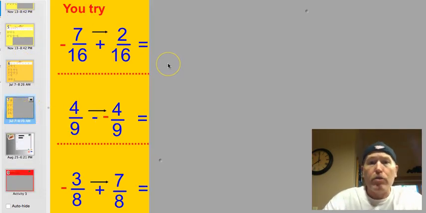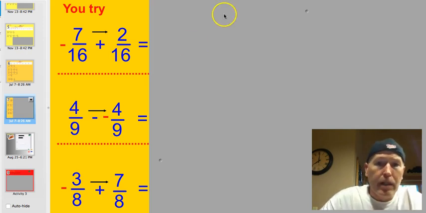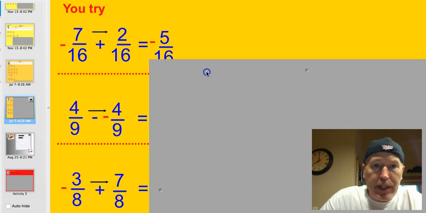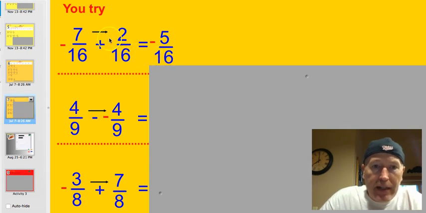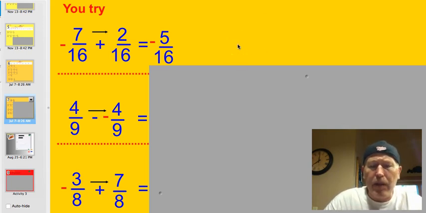Okay, I think I got some more for you. All right, now try these ones here. All right, see how you did. You're at negative 7/16. You're going to add 2/16. Well, you're negative 7. You're going to go back 2. You'd be at negative 5/16. See me moving my cursor? I'm actually doing that in my head. I know you're probably thinking he's crazy, but it does help.